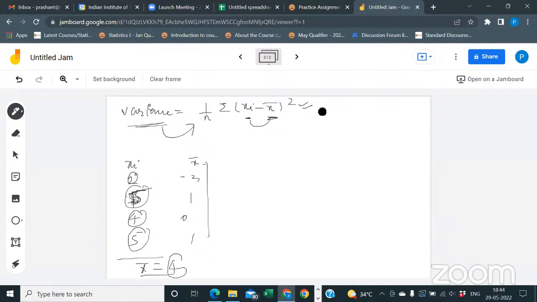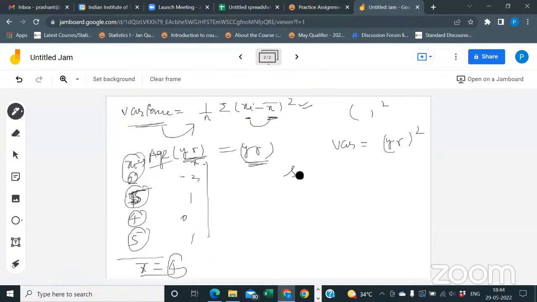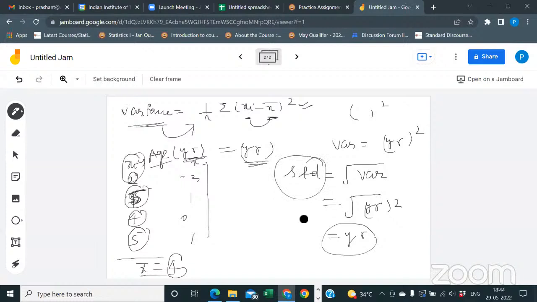But in variance, we get the units in square. Suppose your xi is age of a person, then you will get the variance in year square. But for comparing, if your original data is in years, the unit should be the same for the final answer. So the standard deviation is nothing but the square root of the variance. The square root of year square will be year only. That's why for comparing we use the standard deviation.